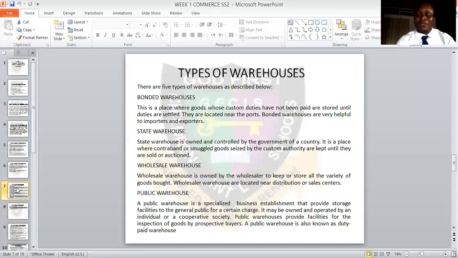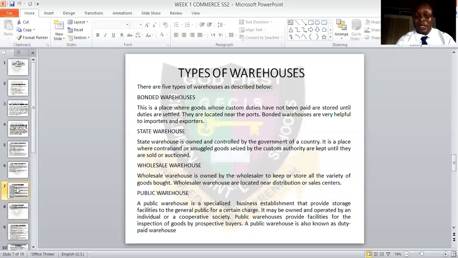The bonded warehouses are very useful to importers as well as exporters. So you must know that one. Very useful to them for import trade and export trade. That is, the importer and exporter use bonded warehouses. So we have state warehouse.